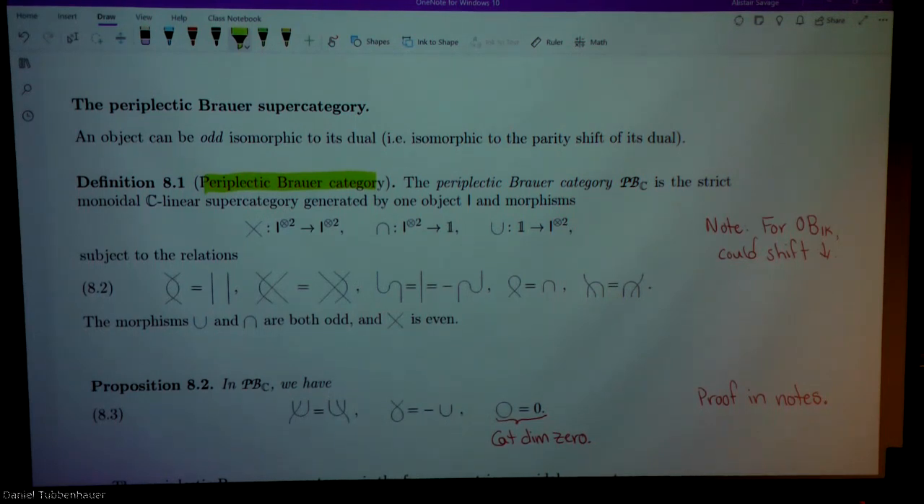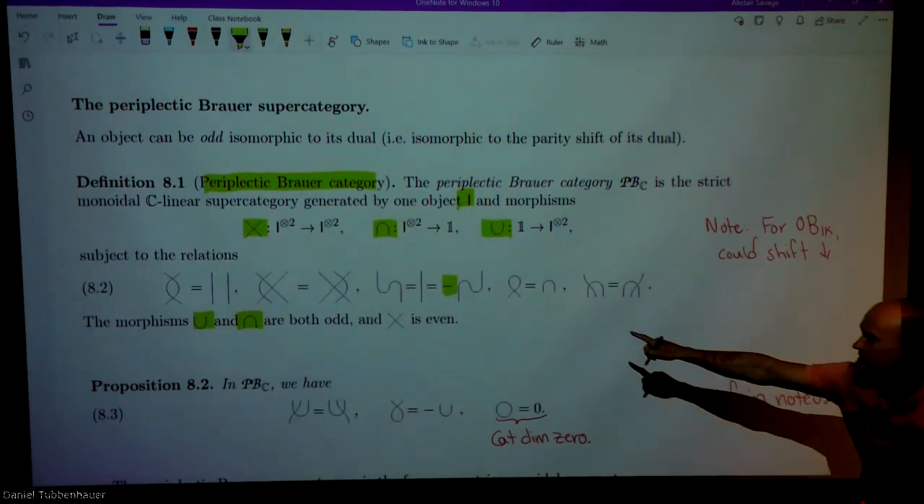So this has one generating object, which we use the same symbol to denote. It's still got crossings, caps, and cups, the same generators as the Brauer category. And in fact, the relations look almost the same except for this sign here, and the fact that the cups and caps are odd now. So anytime a cap and a cup change height in a diagram, you pick up a sign. All these arguments that we were doing, you can do the same type of arguments. You just have to be careful when you're manipulating things: if cups and caps change height, you get a sign.